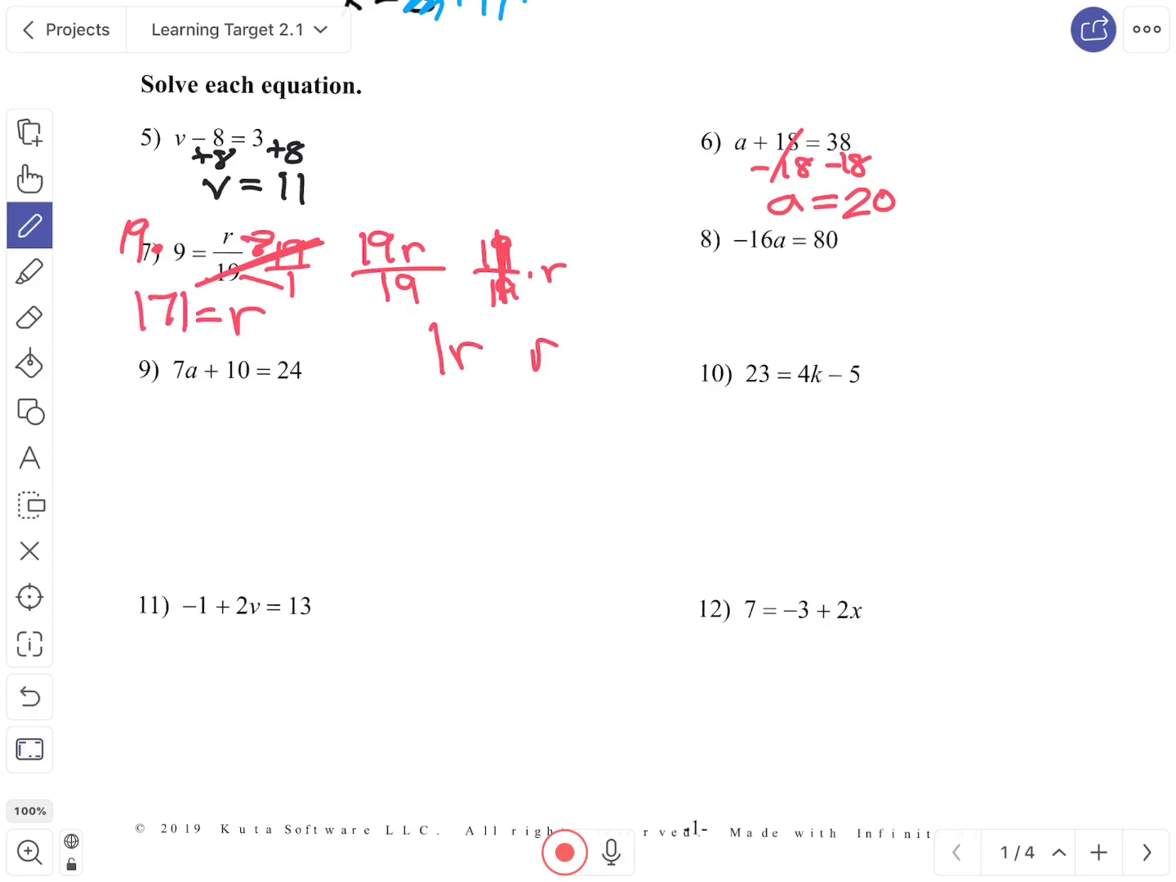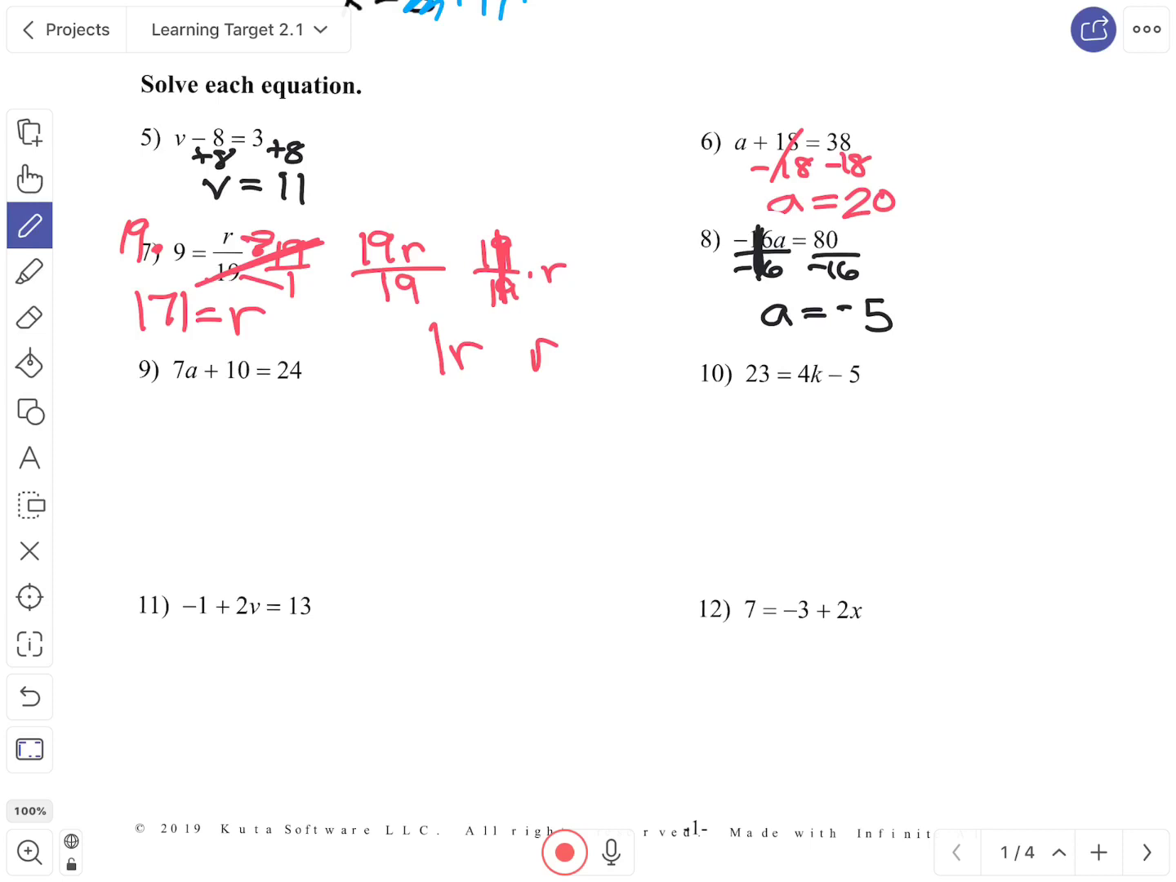Now if we look at number 8, when we have a number squished with a variable, that number's like an amount, and it always means multiplication. So I want to do the opposite of multiplication, the inverse, which would be dividing. So I divide by negative 16. Again, that becomes 1, and we eliminate the 1 because multiplying by 1 does nothing, and we end up with 80 divided by negative 16, which becomes a negative 5.